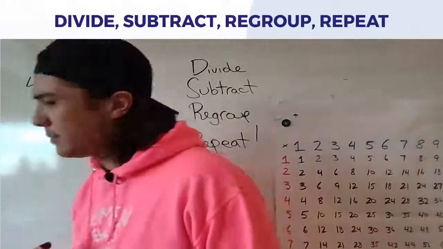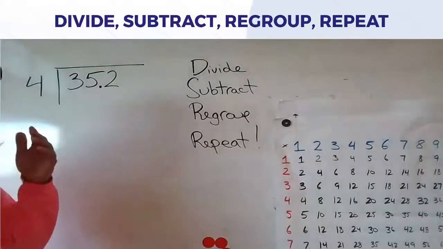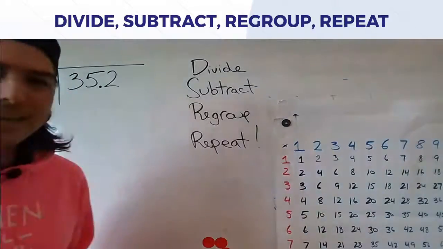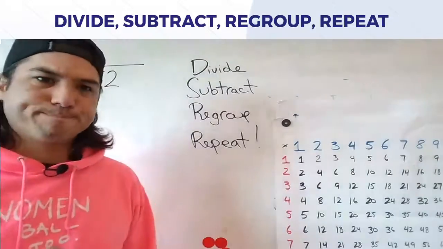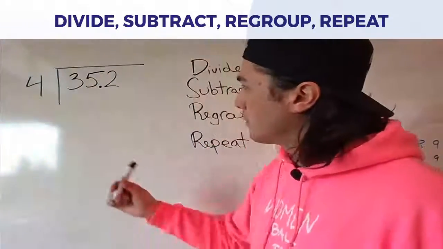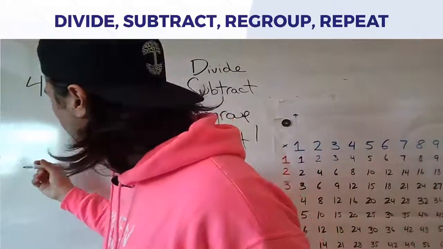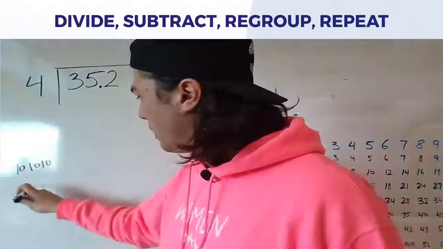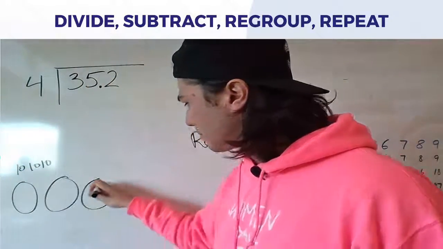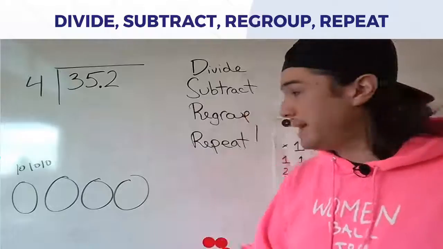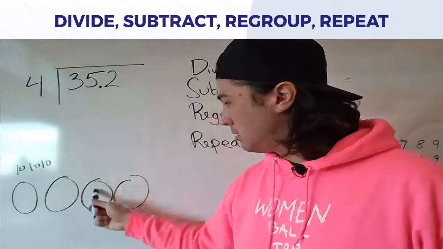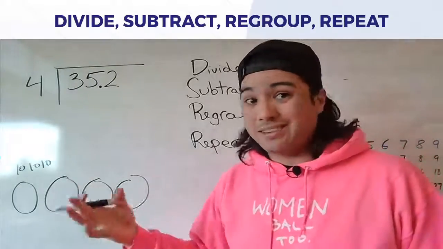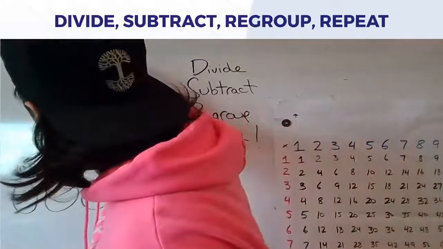So we can still divide, subtract, regroup, repeat. So let's do it, okay? We start with 3 tens. Can we do 3 tens divided by 4? No, not yet, right? If we have 3 tens, I'll draw them out here, and we have 4 groups. We don't have enough tens to put in all 4 groups, so we can't divide yet. So what we're going to do, above the tens place, we're going to put a 0.